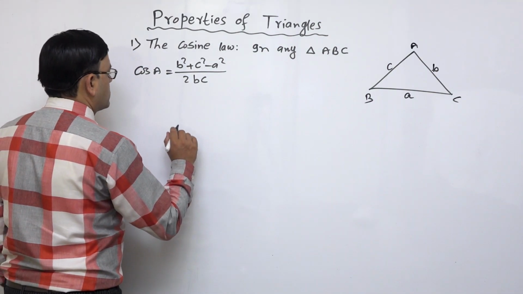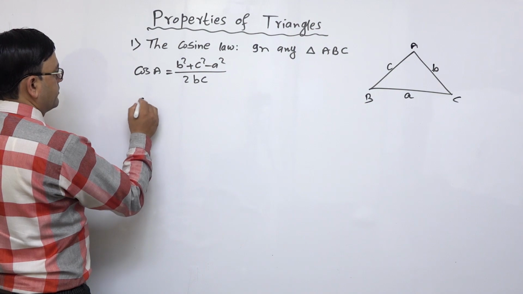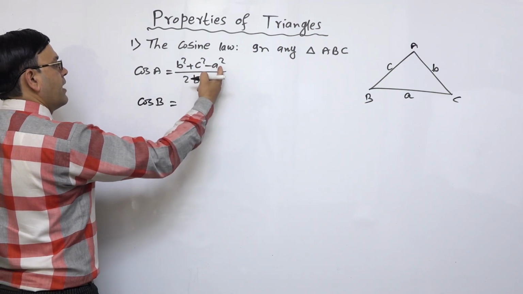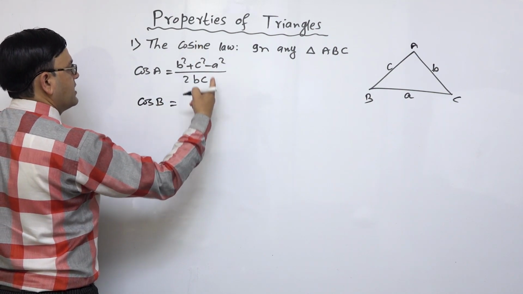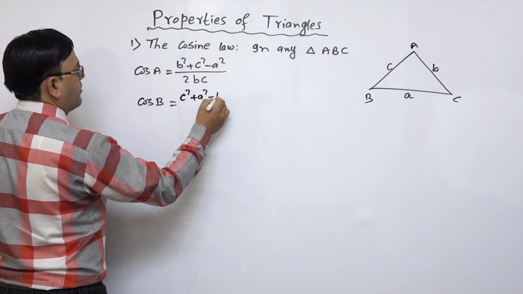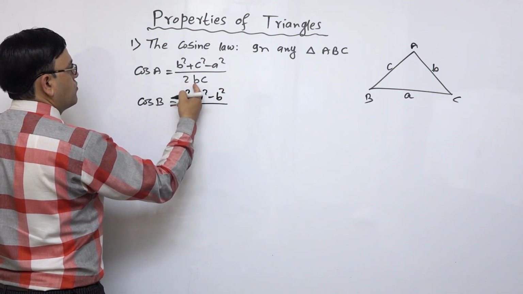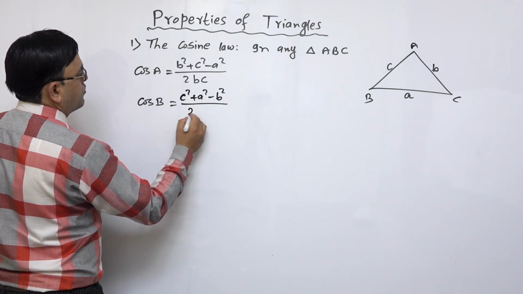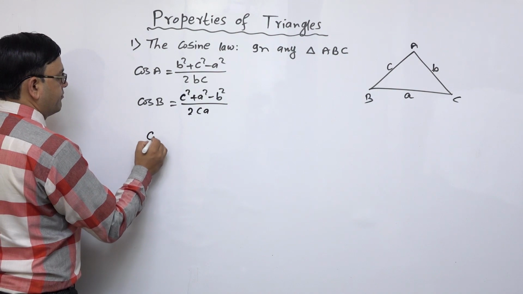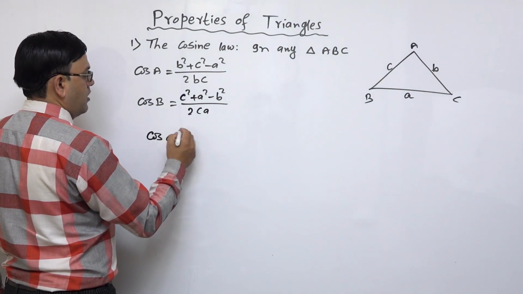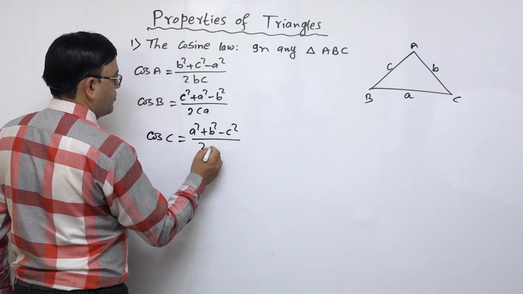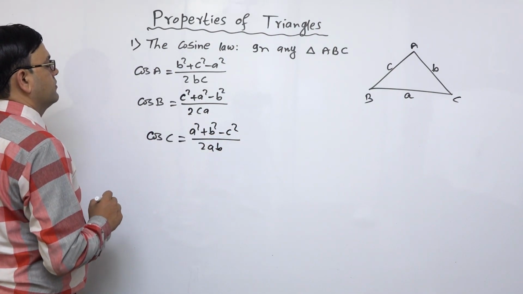Similarly, we can write cos B is equal to, if here is A, then minus A square; if here is B, then minus B square. So we can write C square plus A square minus B square by 2CA. Similarly, we have cos C is equal to A square plus B square minus C square by 2AB.